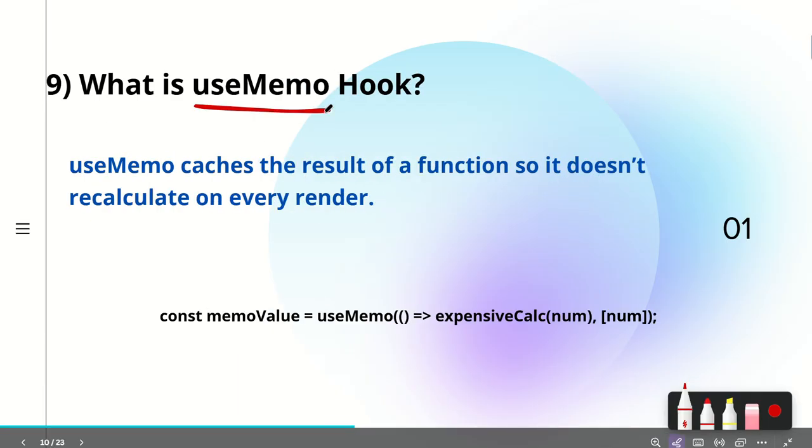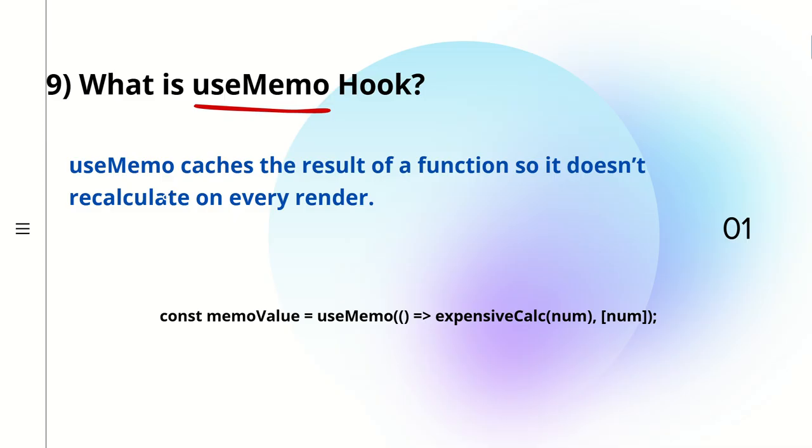What is the useMemo hook? We have previously discussed that useMemo and useCallback are hooks which are useful for performance optimization. useMemo caches the result of a function, so it doesn't recalculate on every re-render. Suppose you have a component with a function performing heavy computation on thousands or lakhs of data which it is receiving from an API.